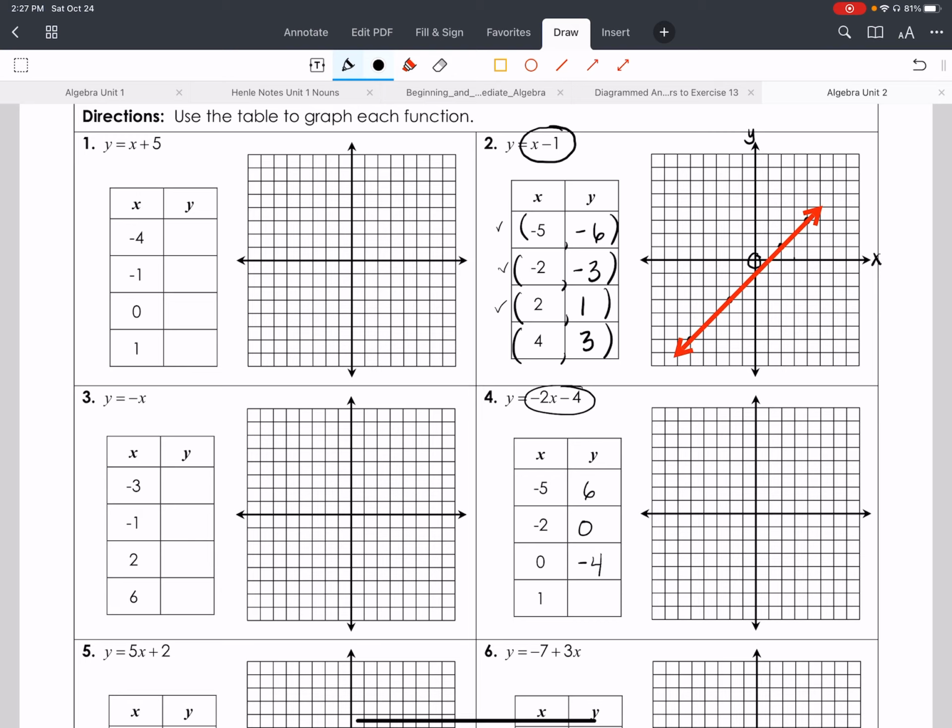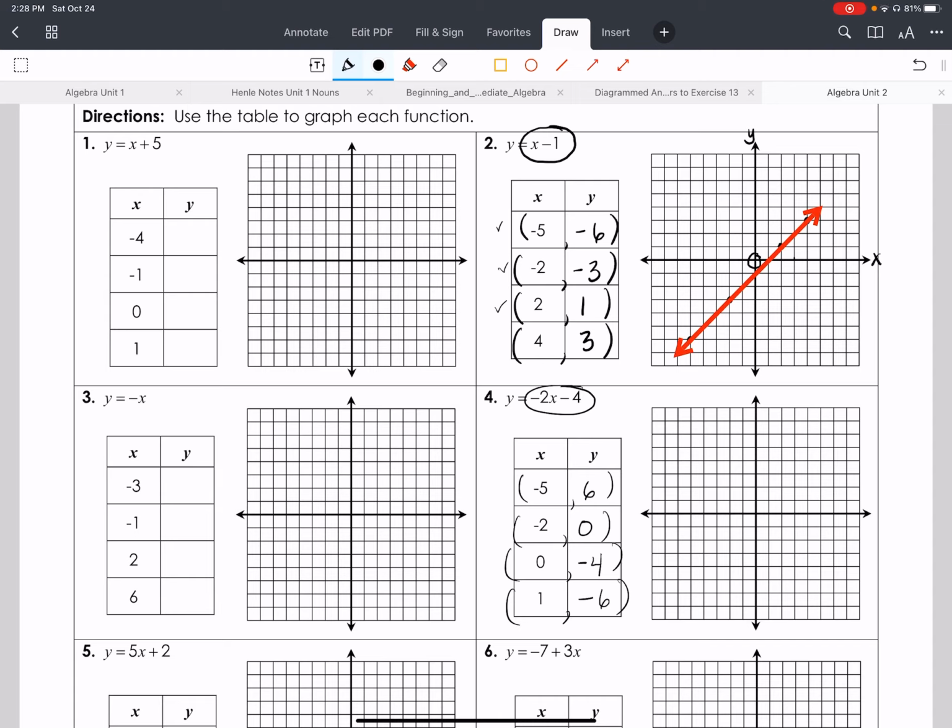And then finally, if I put a 1 in, anything times 1 is itself. So -2 times 1 is -2. And if I take away 4 from -2, I get -6. So here's my set of ordered pairs that I have generated using this function rule. Let's take this set of ordered pairs and graph them to see what kind of line they'll make. And they will make a line because I have an x without an exponent on it.